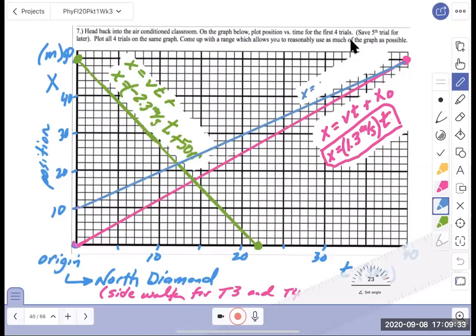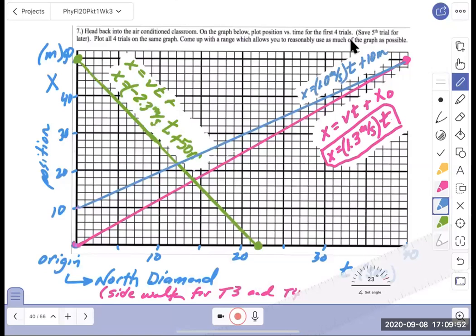And so that's just 1.0. I mean, you could leave it alone, but I got to put it in there actually because I need to put the units. Meters per second times t. Now, that's not enough, right? I got to say where I started. So plus 10 meters. So that's my equation for trial 3.